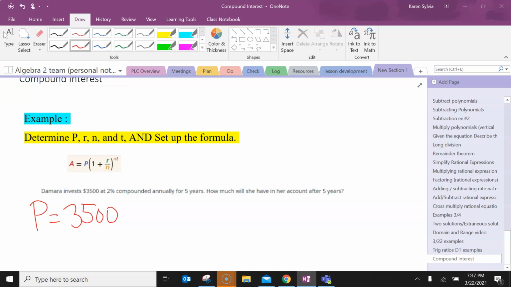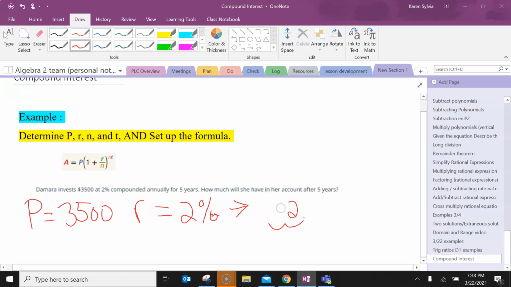The R still stands for rate, and that's going to be 2%. And just as we did yesterday, we need to write that in decimal form. So I'm going to change that. 2 places to the left would put me at 1, 2. So it's going to be 0.02. So the value is 0.02.